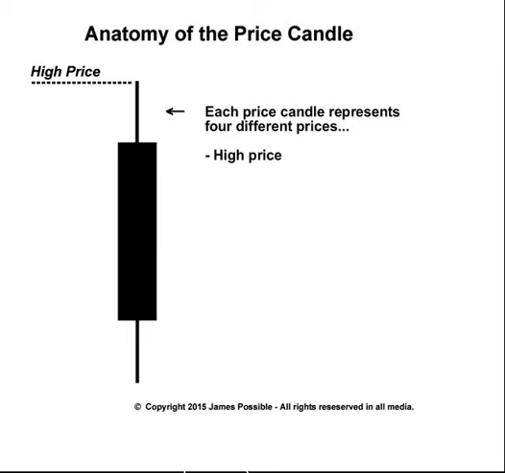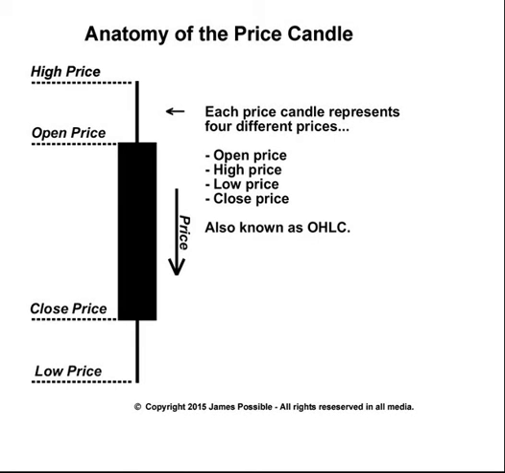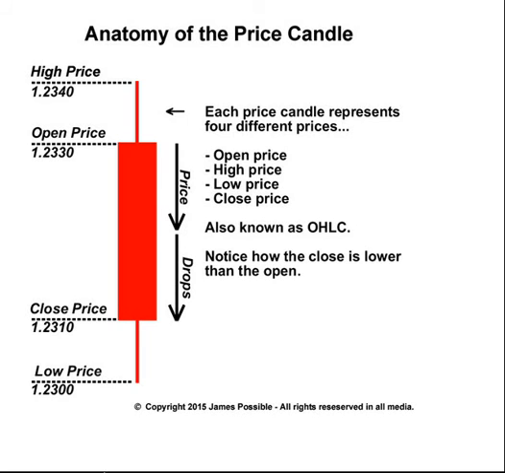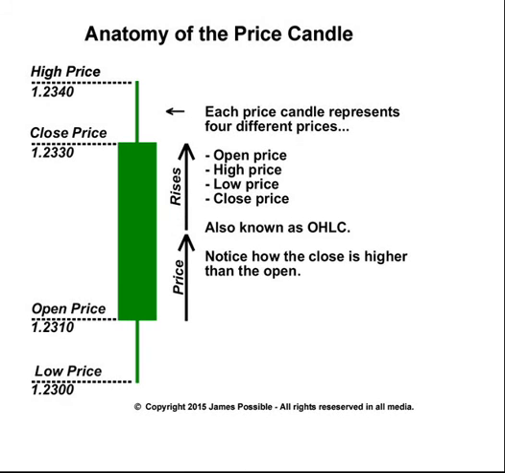Then you have the high price. The high price will always be at the very top, even if there is not a wick being displayed. The low price will always be at the bottom, even if, again, there's no tail or shadow at the bottom. The close price, just like the open price, can appear at the top of the candle body or at the bottom of the candle body. So in this case, the open price is above the close, so that means the price is moving down, it's dropping. When the close price is above the open price, the price is moving up.